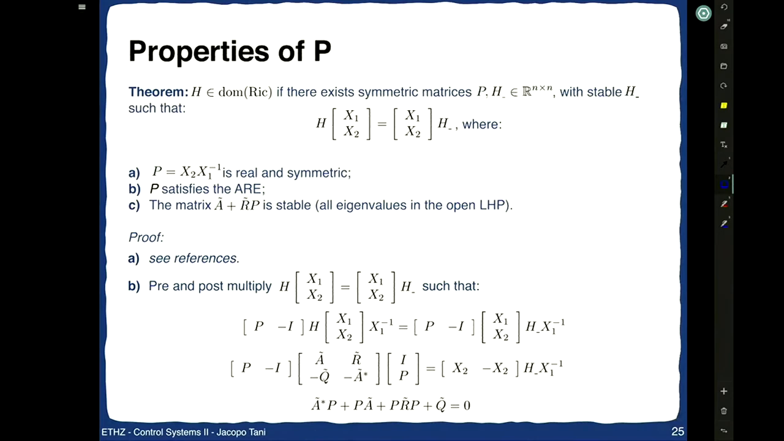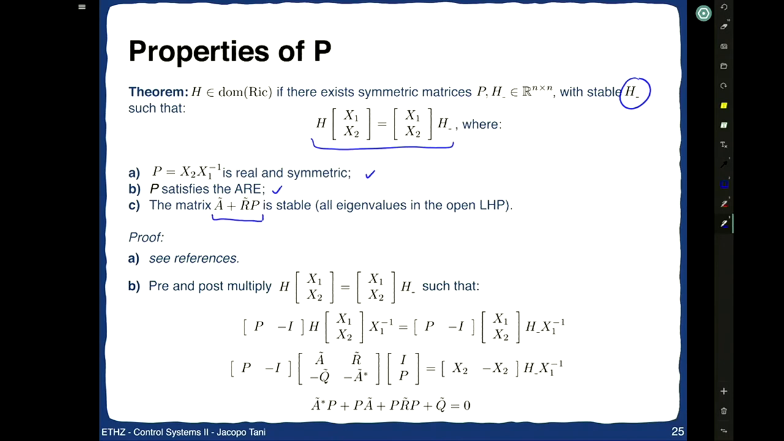Maybe we can give it a quick look, but I would like to focus on an exercise because I feel that it would be nice to look at a practical application of all of this. So let's just quickly enunciate the theorem. Let's say that the Hamiltonian matrix satisfies the two properties that we like. It's possible to find a stable matrix H, where stable means that all the eigenvalues have negative real part, such that this condition holds. Through this condition, we can show some properties of P. It's possible to show that P, expressed in the construct that we saw before, is real and symmetric. It's also possible to show that it's the solution of the Riccati equation, and that A minus R P is actually stable.